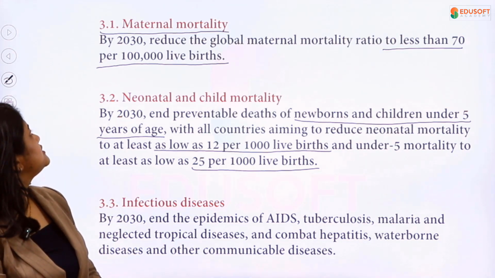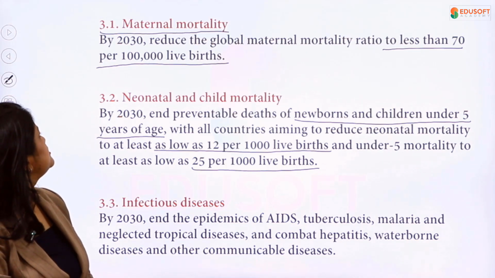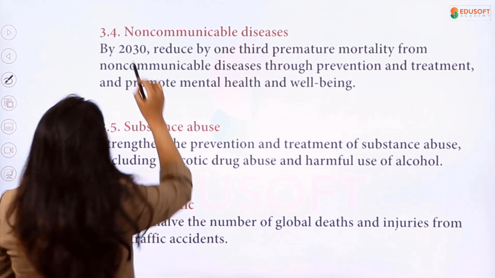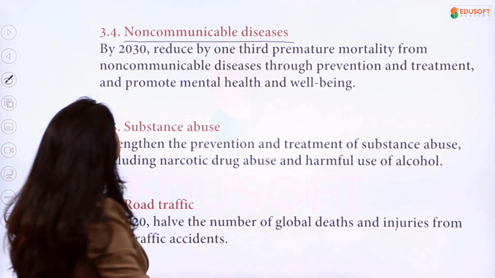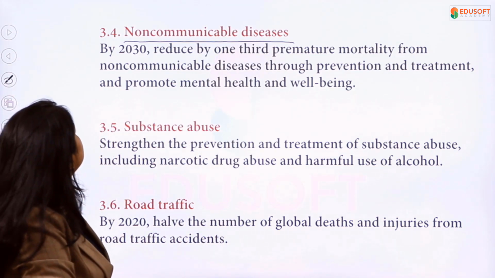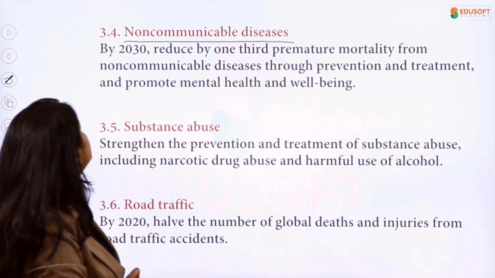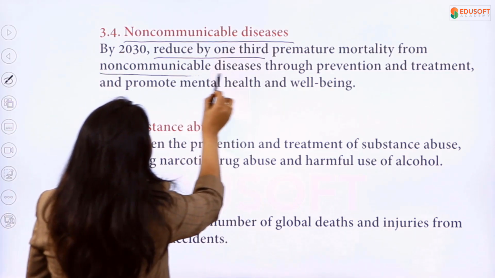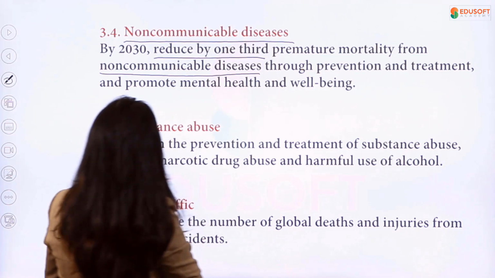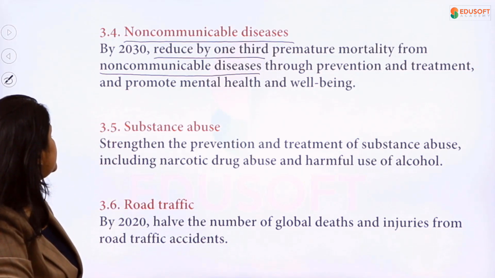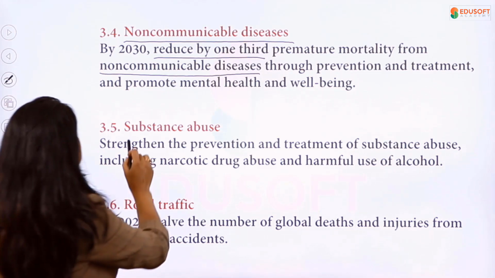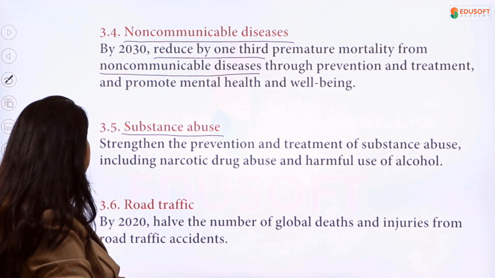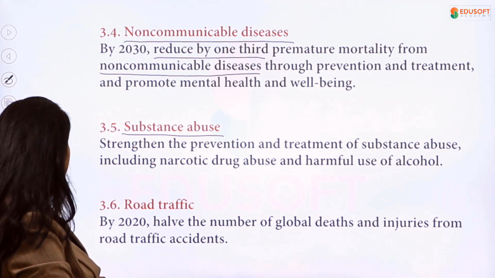We have seen what the targets are and what they aim to achieve. That is 3.1, 3.2, 3.3. We have finished. Now coming to 3.4, that is non-communicable diseases. By 2030, it aims to reduce by one-third premature mortality from non-communicable diseases, NCDs, through prevention and treatment, and promote mental health and well-being. Target 3.5 is substance abuse. This says strengthen the prevention and treatment of substance abuse, including narcotic drug abuse and harmful use of alcohol.